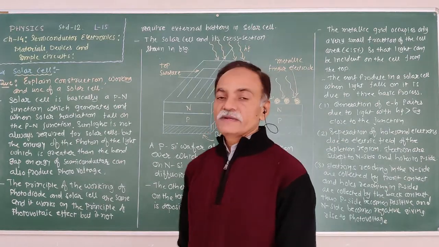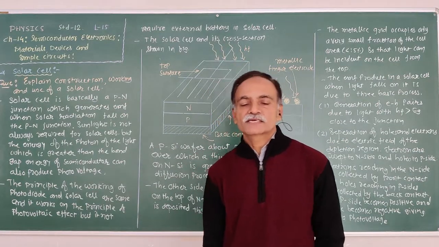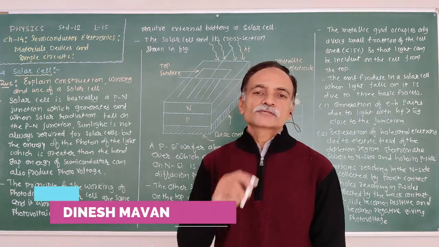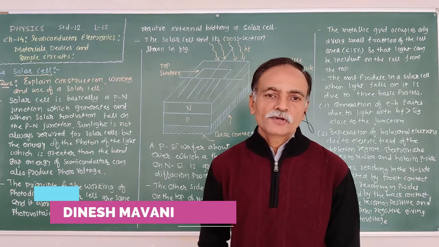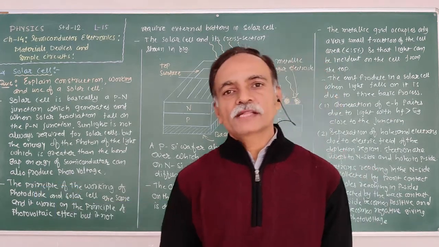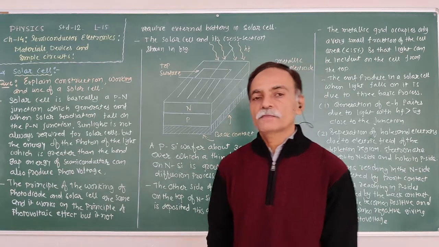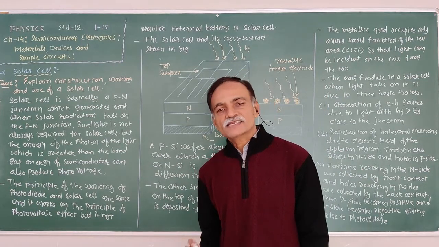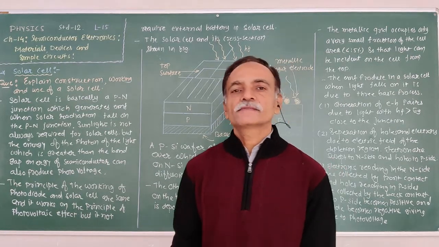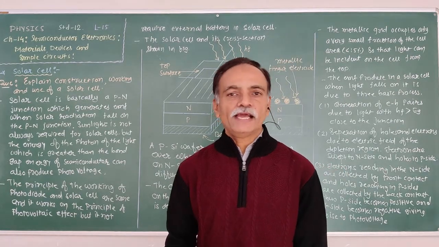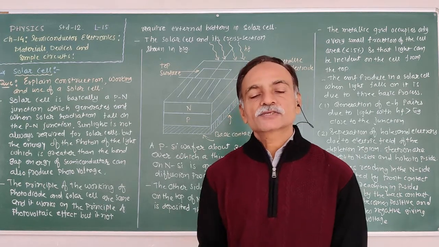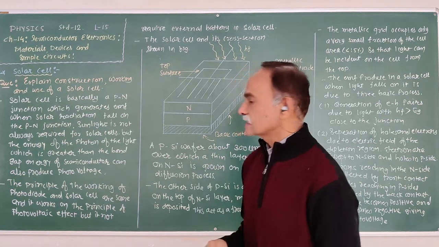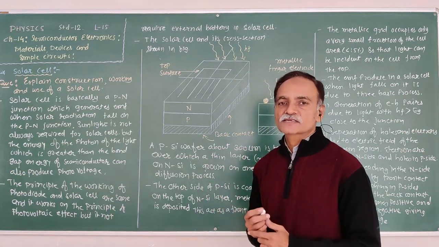Good morning friends. We discussed the application of the PN junction diode as a photo detector and also as a light emitting diode. Today we are going to discuss the important application of the PN junction diode as a solar cell. What is the construction, working and usage of the solar cell, and from which materials are solar cells fabricated? The solar cell is also a PN junction diode.